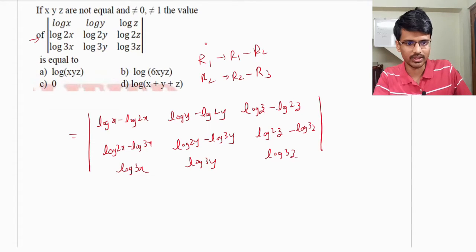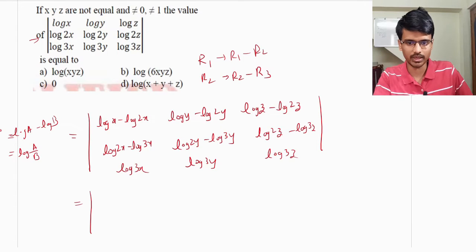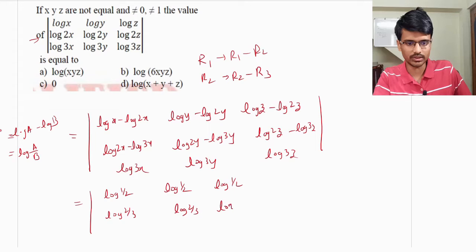Okay, so here we need to apply properties of logarithm. Log x minus log 2x: log a minus log b is, tell me, what is log a minus log b? What is this? Log a by b, right? Same thing I'll be applying. So x gets cancelled, I'll get log 1 by 2, right? Similarly here also I'll get log 1 by 2, log 1 by 2, and here I'll get log 2 by 3, log 2 by 3, log 2 by 3.